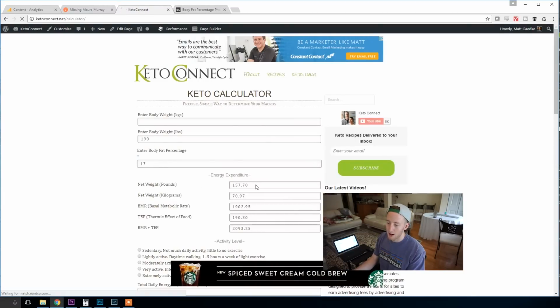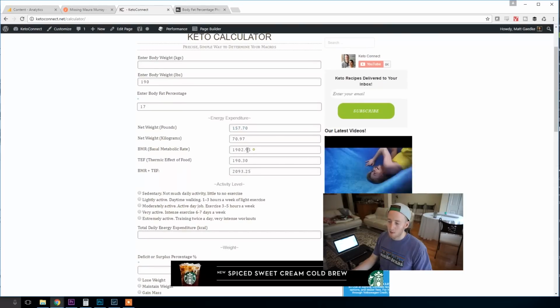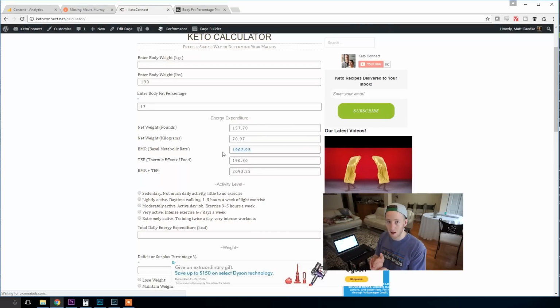And now this gives me my net weight in pounds, which is my lean body mass. So that is my body weight subtracted 17%. And that's what that is. And this gives me my basal metabolic rate, which is how many calories my body burns just on a daily basis with nothing added in, just baseline.